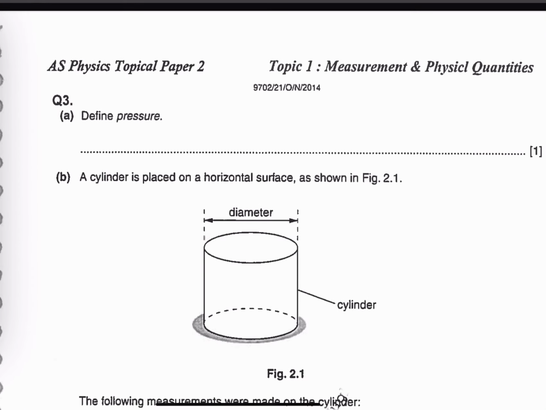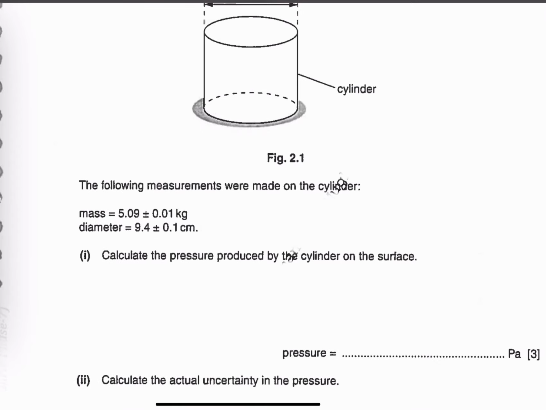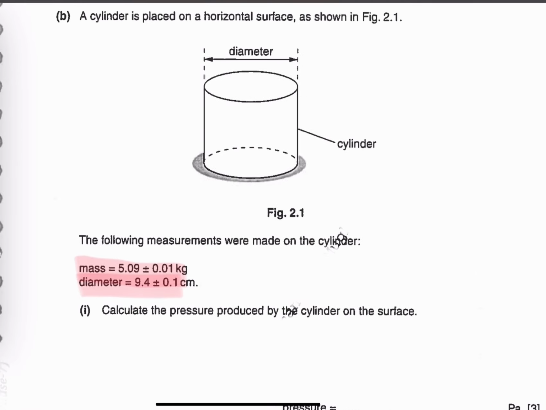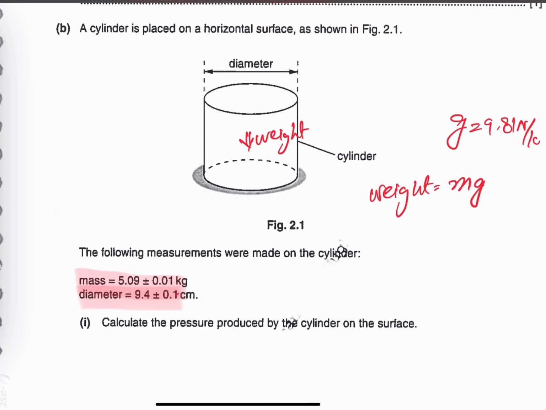And the third question, define pressure. Pressure is simply force divided by area. A cylinder is placed on a horizontal surface as shown in the figure. The following measurements were made. Okay, this is the mass and the diameter is also given. Calculate the pressure produced by the cylinder on the surface. For the pressure you need a force. In that case, force is the weight of the cylinder. We have mass, so weight is equal to mass m times g. g is 9.81 Newton per kg.